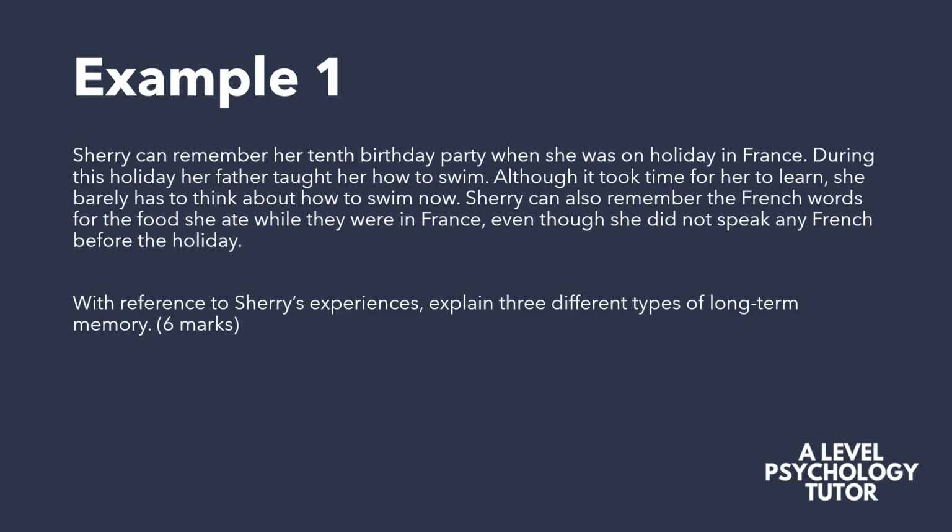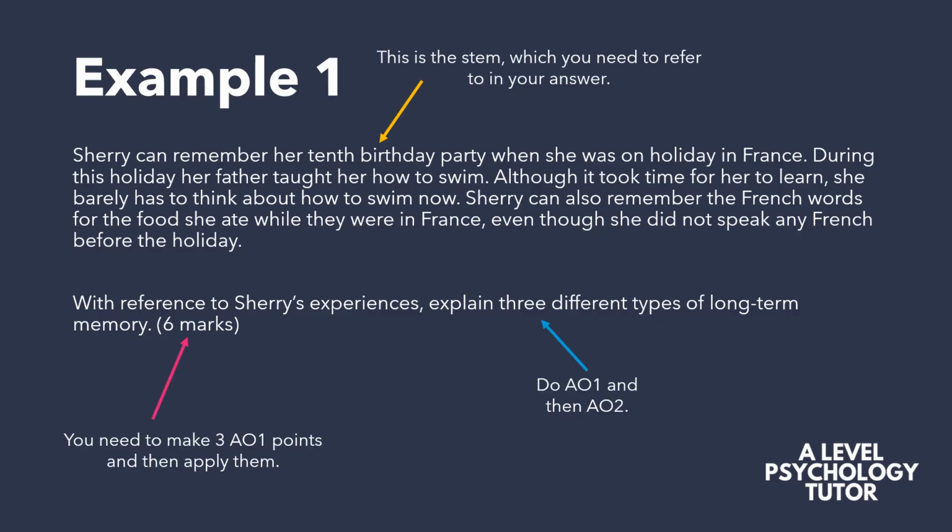With reference to Sherry's experiences, explain 3 different types of long-term memory, and this is worth 6 marks. So, the STEM is referring to Sherry and her experiences. This you will need to include in your answer. It's worth 6 marks, so we half that, so I know I need 3 AO1 marks. And because it's an application question, I need to do AO1, AO2, AO1, AO2, AO1, AO2.